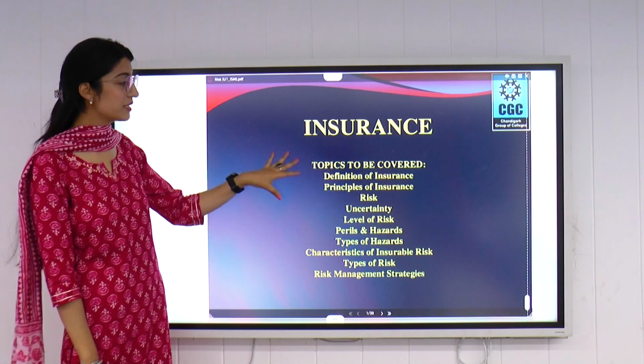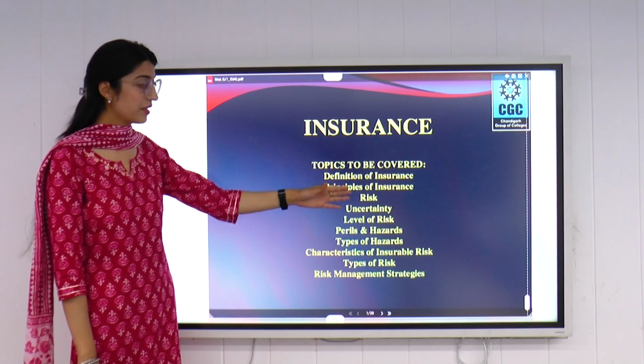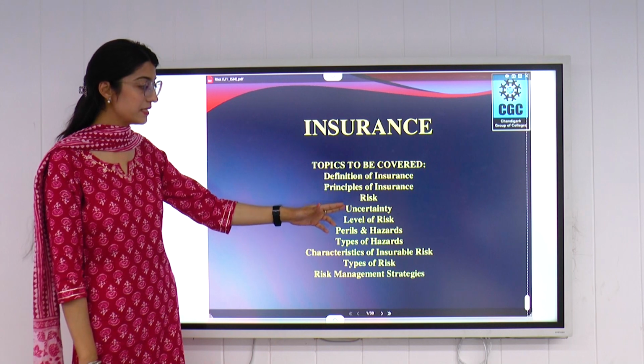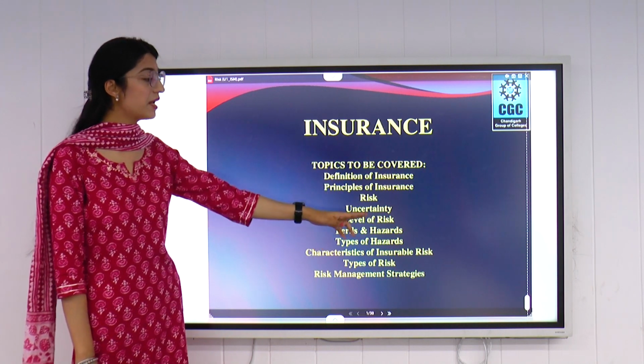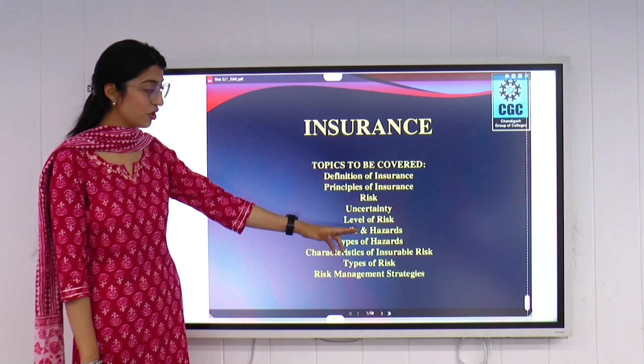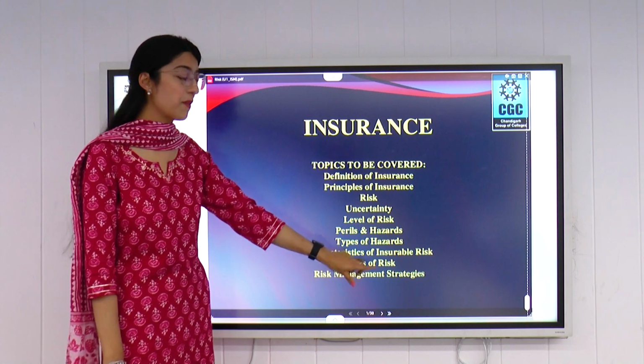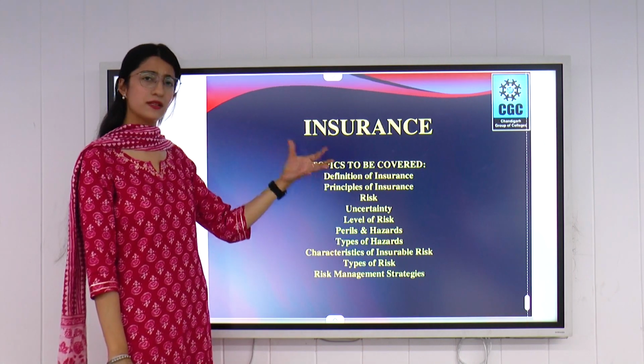So in this we will discuss the definition of insurance, principles, then we will discuss risk, uncertainty, level of risk, perils and hazards, and type of hazards, characteristics of insurable risk and type of risk, and at the last we will discuss the risk management strategy. So we will discuss all about insurance.